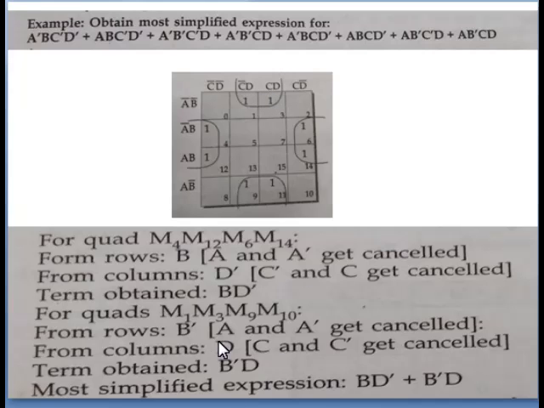Therefore the most simplified expression is: the first quad, term obtained, what is it? B D dash. Second term, B dash D. So this is the most simplified expression. Okay.